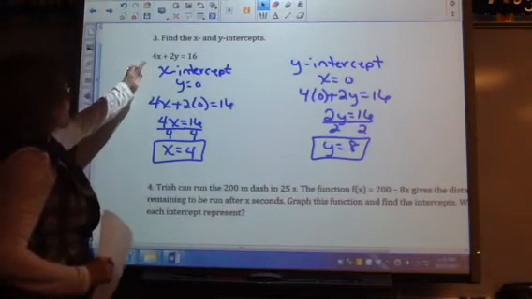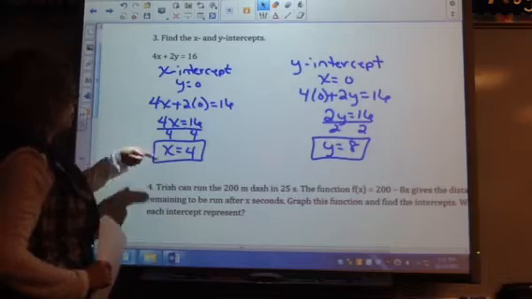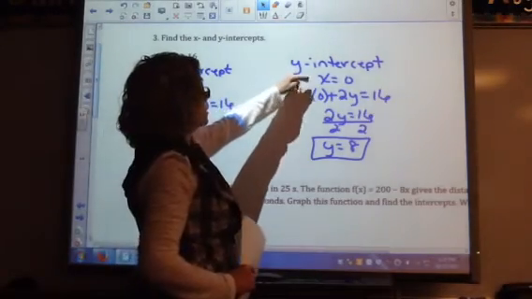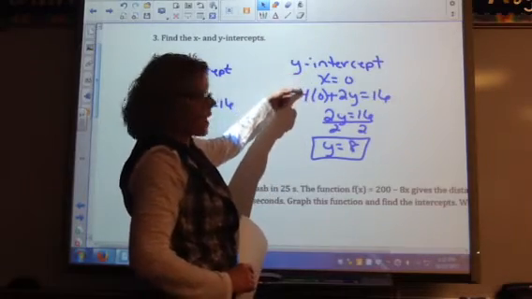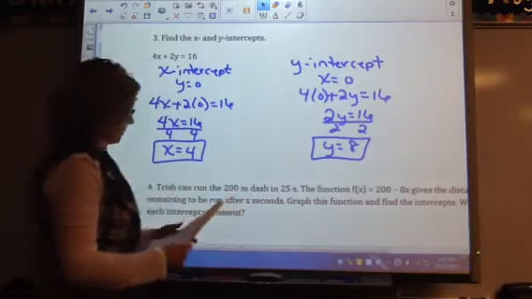To find your x-intercept, you want to substitute 0 in for y. Simplify this equation, x equals 4. To find your y-intercept, you're going to substitute 0 in for x. Simplify this equation, y equals 8.